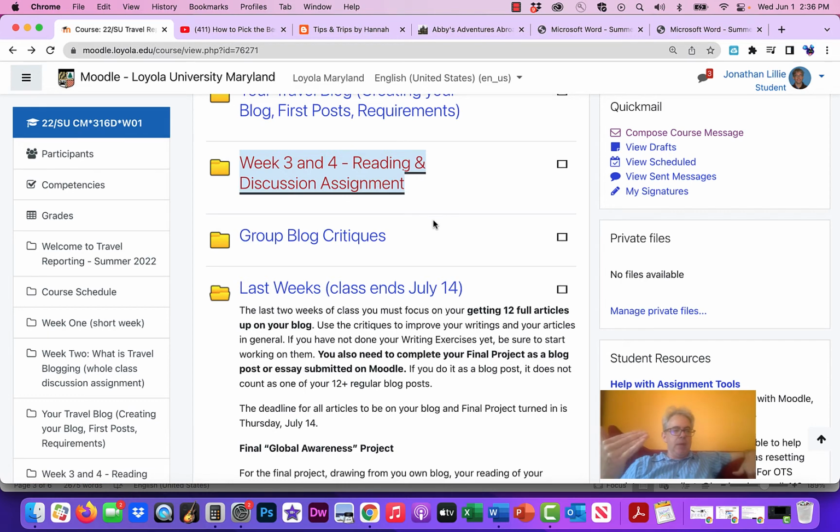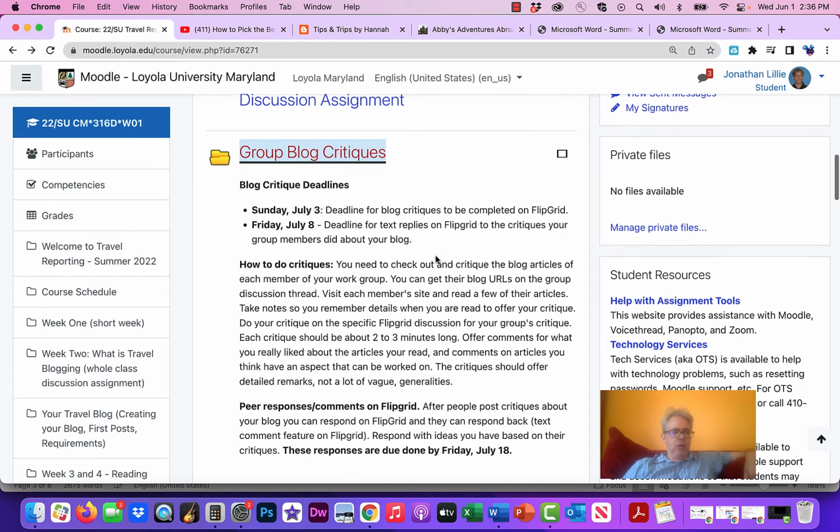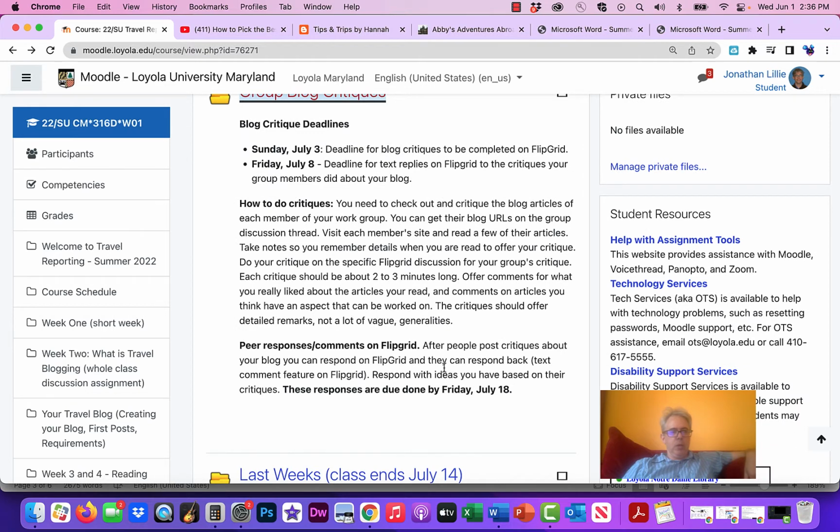The next assignment after that is your group blog critique. After a few weeks, everybody's going to have several articles on their blogs, and we're going to use a tool called Flipgrid. If you haven't used that before, it's a standalone website where a person is able to set up different topics to talk about. And it's going to be private. It's not going to be open to the rest of the world, but just our class is going to be able to see it.